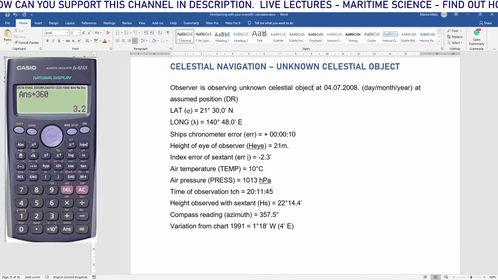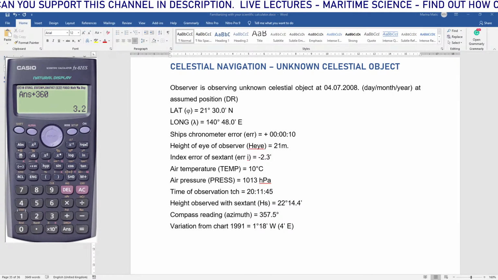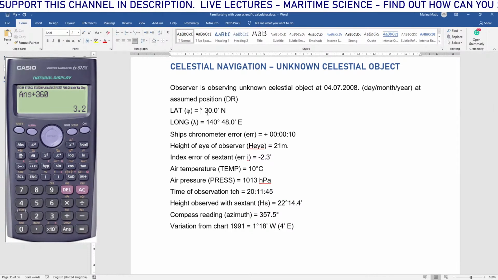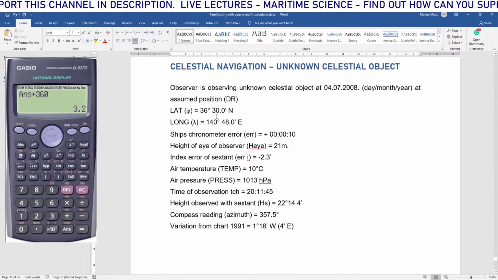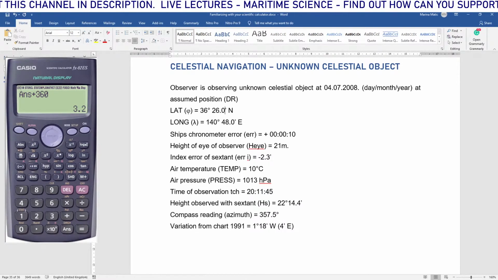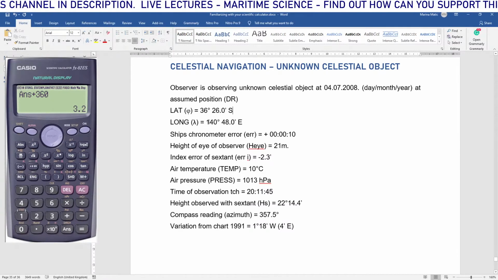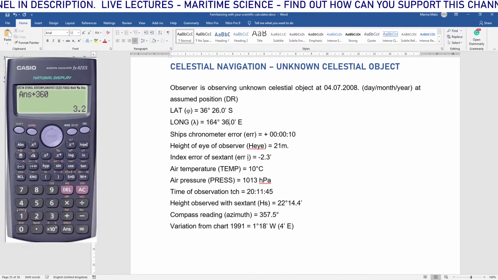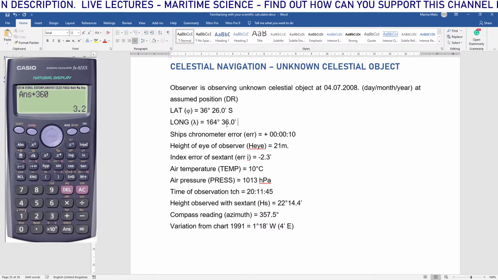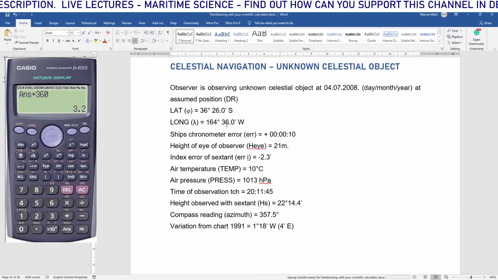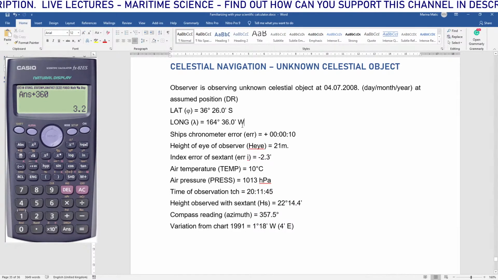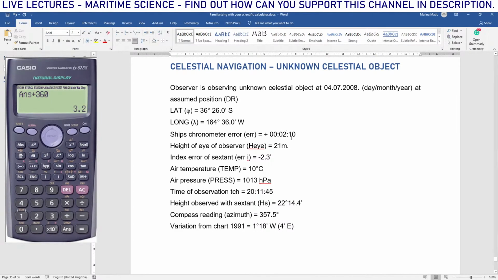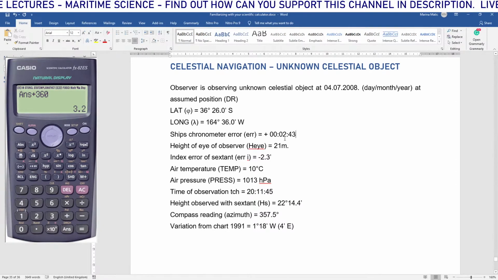And the date of observation is, let's see. Oh, it's 4th of July for the example. So let's use the same date, but the position is different. It's 26.0 south and 164.36 west. Chronometer error of the ship's chronometer is 2 minutes and 43 seconds, and it's negative.